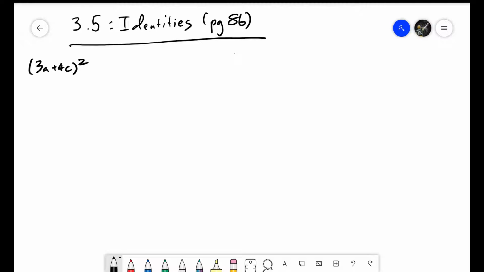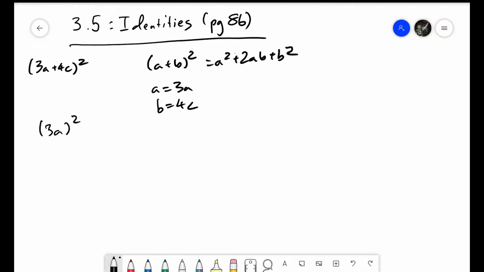So the first one is find the value of (3a + 4c) squared. So this is an example of the identity (a + b) squared equals a squared plus 2ab plus b squared. In this case, a is equal to 3a and b is equal to 4c. So this is equal to (3a) squared plus 2 times 3a times 4c plus (4c) squared. That's equal to 9a squared plus 24ac plus 16c squared.